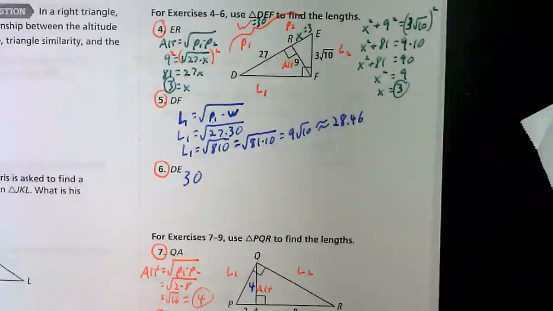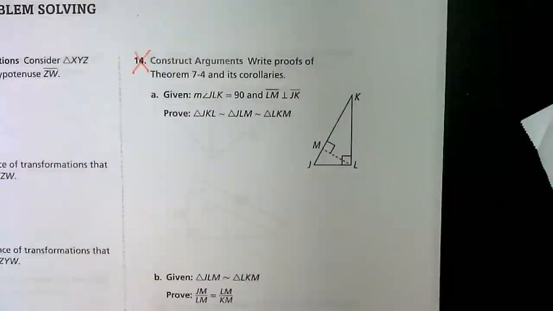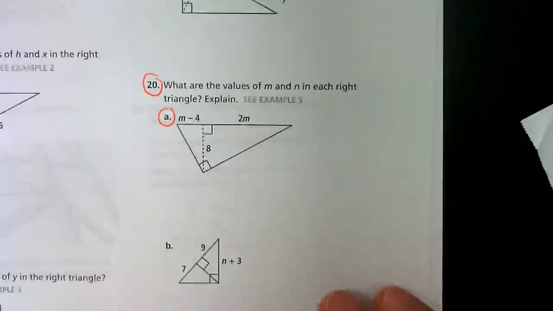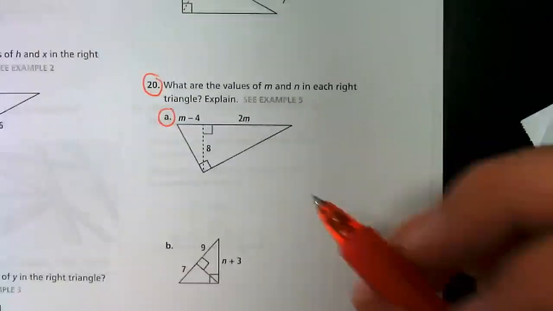Now, I also wanted to do 2 other problems from another page. Again, 14 I said you can skip, so just skip over that one. 20 is a little more challenging. So we have 20A I want to do with you guys. We have an altitude, so we're definitely going to be using altitude on this problem, and we have the 2 parts.